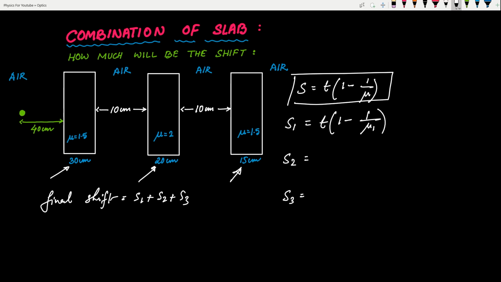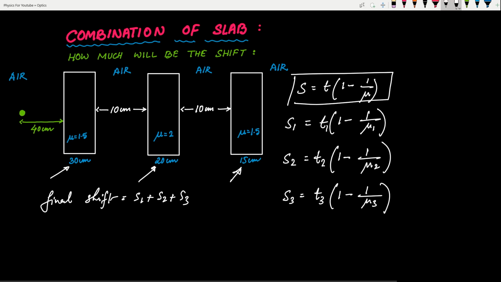where mu is the refractive index of the first slab. Now for the second it will be thickness of the second, and 1 minus 1 by mu 2, and for the third slab, thickness of the third, 1 minus 1 by refractive index of the third slab material. So this is how you need to do. Simple, just add this and you'll get it.